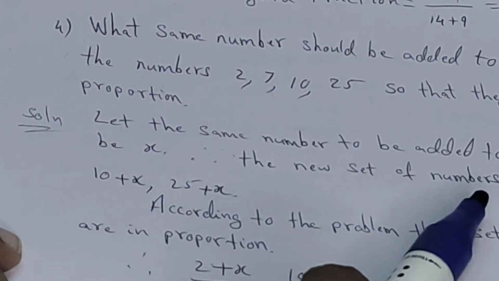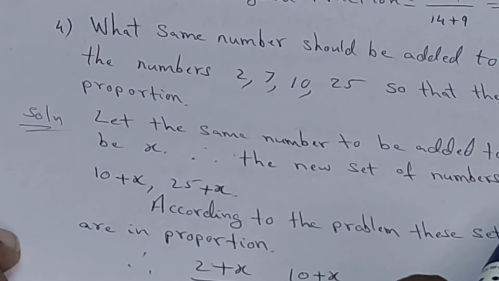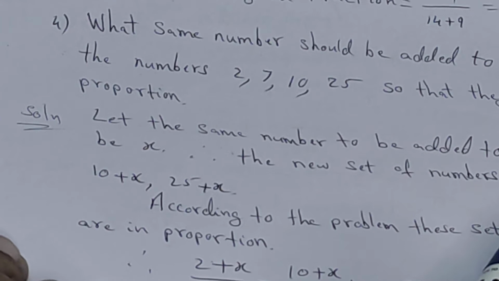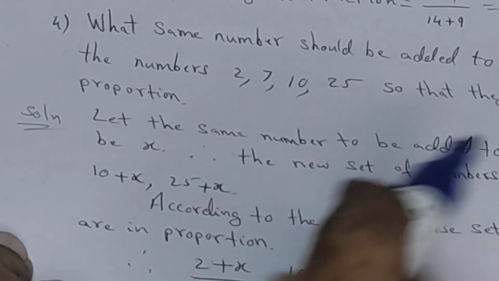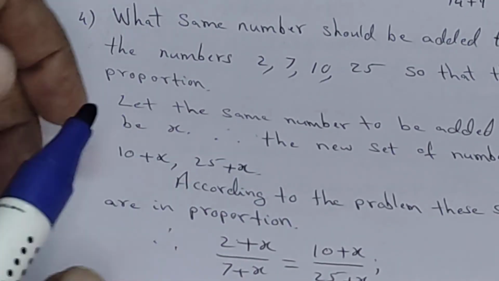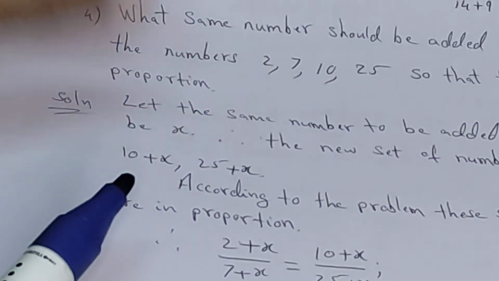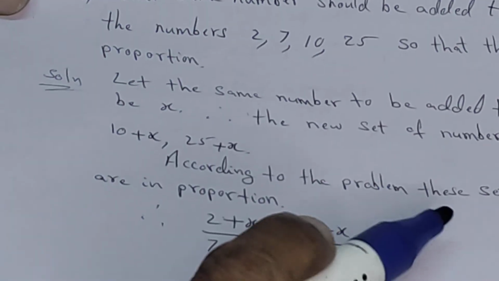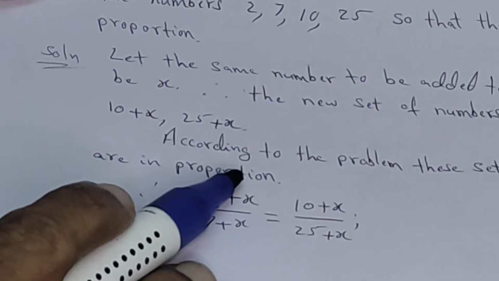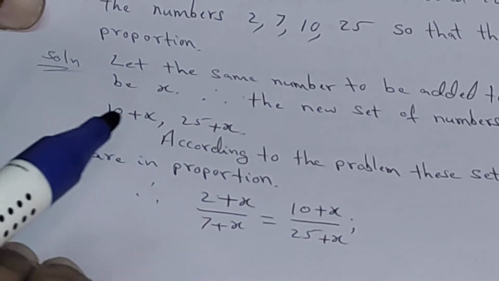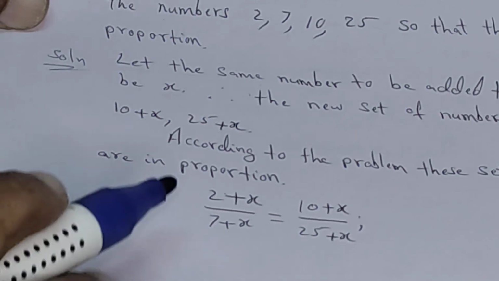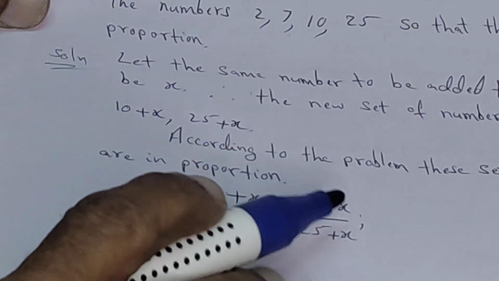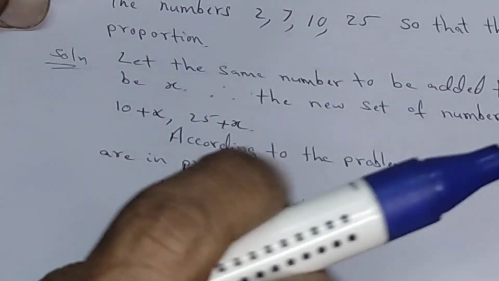Therefore, the new set of numbers will be, if I add 2 plus x, then 7 plus x, 10 plus x, and 25 plus x. Now, what does the problem say? These set of numbers are in proportion. Now, what do you mean by in proportion? It means that (2 plus x) by (7 plus x) is equal to (10 plus x) by (25 plus x).